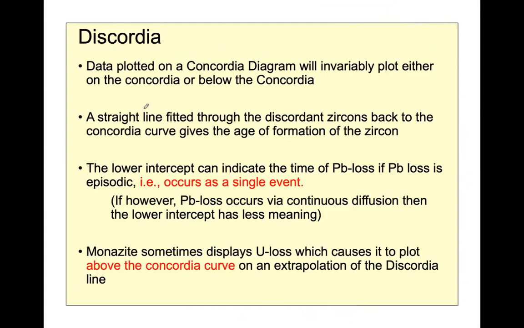So it's a fitted straight line, right? We have to fit the straight line for making the discordia line, right? If you have a systematic behavior only, you can make a discordia line, right? So lead loss events can cause this discordia line, as I explained before.